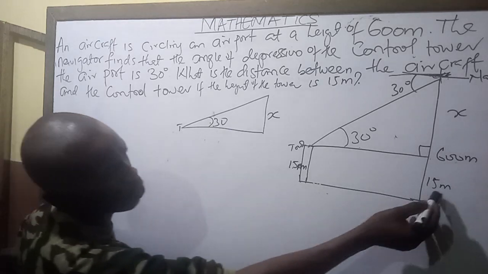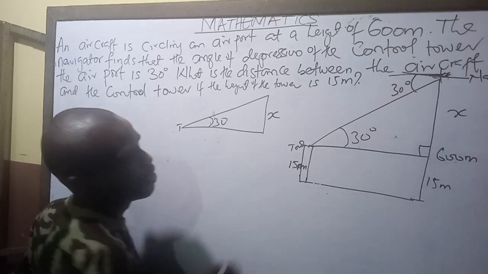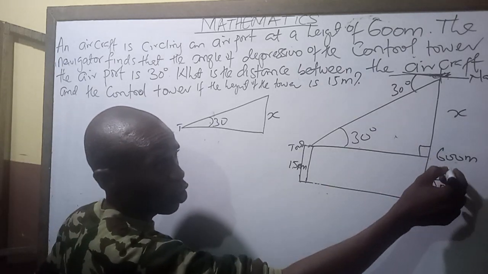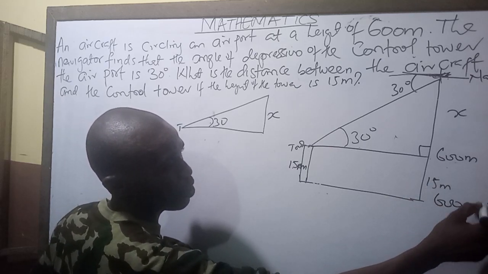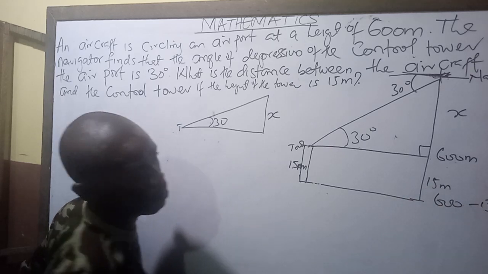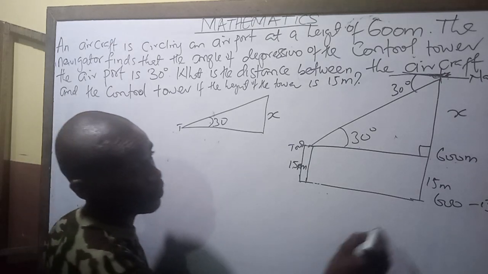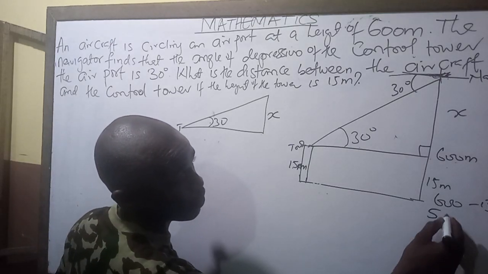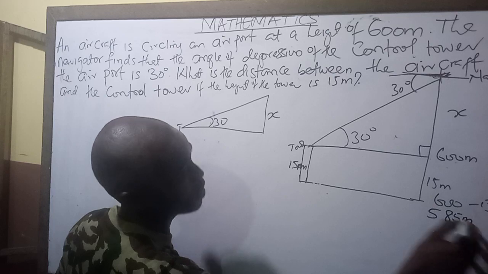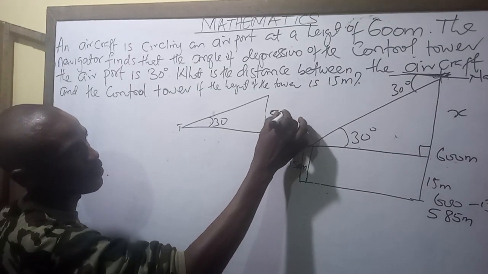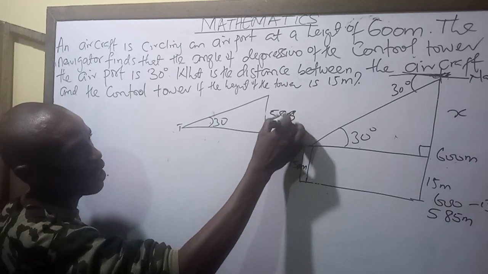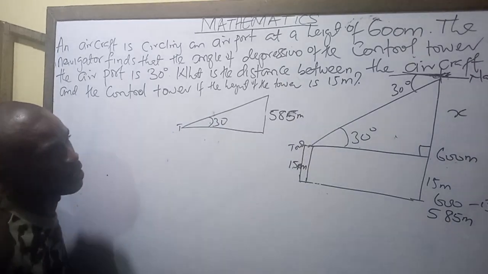So if we are going to do anything here, let's remove this. Remember, the whole of this one is 600. So this one is going to be 600 minus 15. What do you have here? You have 585 meters. So this side becomes 585 meters. That is the beginning.